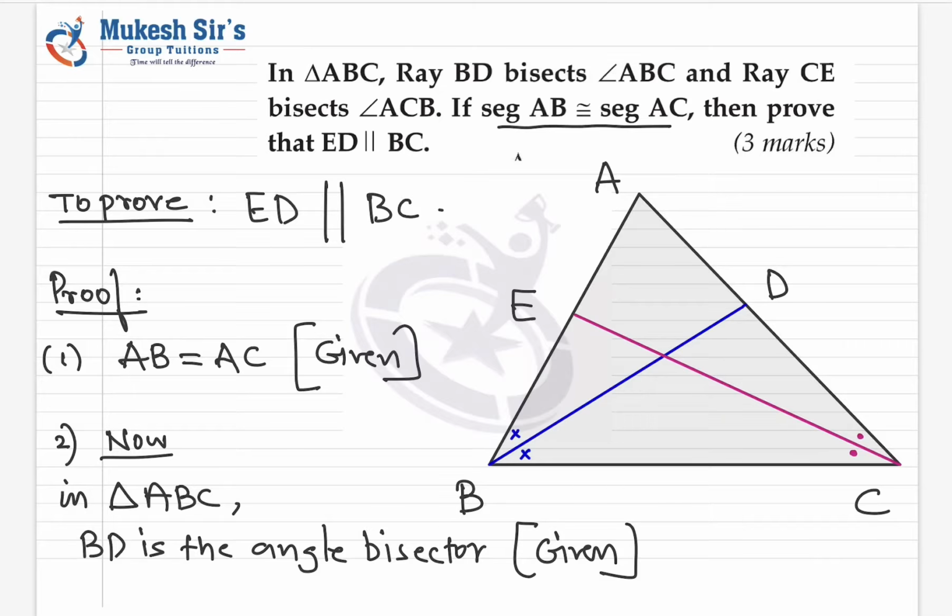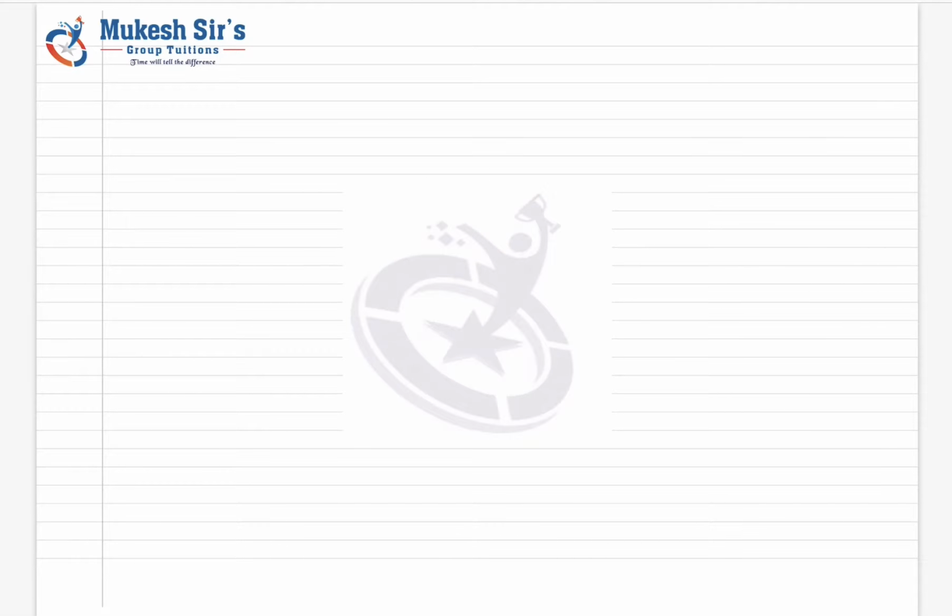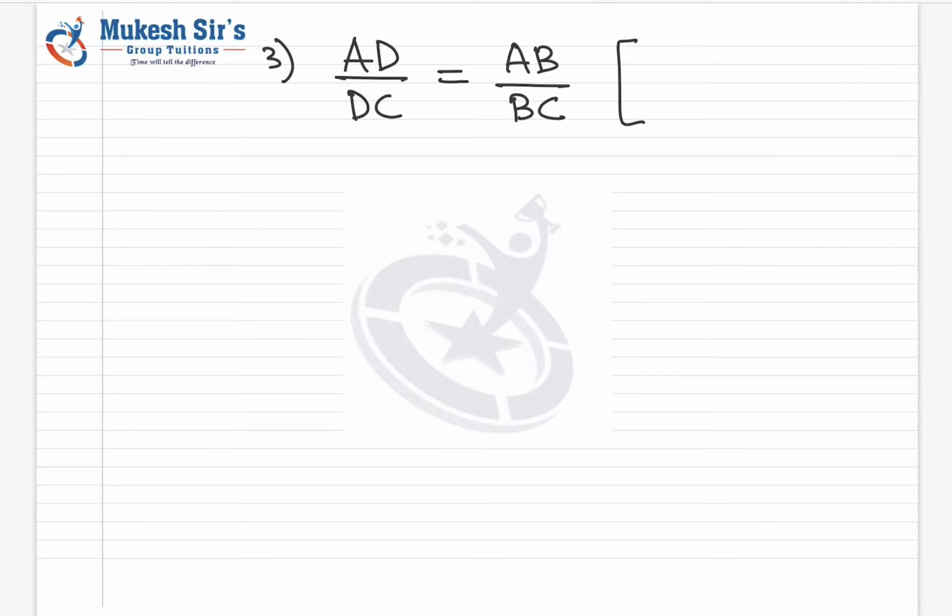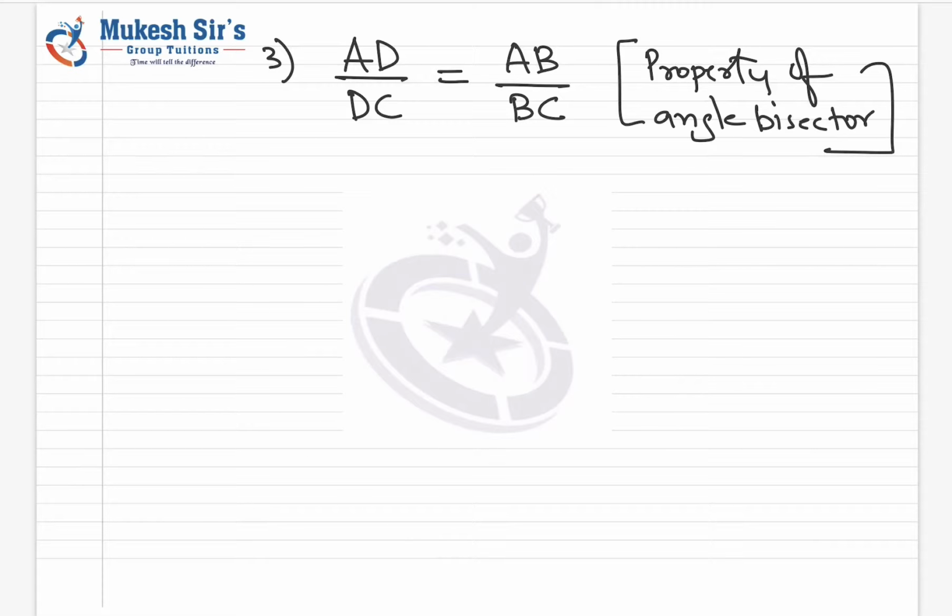So you can say therefore step number 3, by property of angle bisector, you get AD upon DC is equal to AB upon BC. The reason is by property of angle bisector of a triangle, right? Property of angle bisector of a triangle.